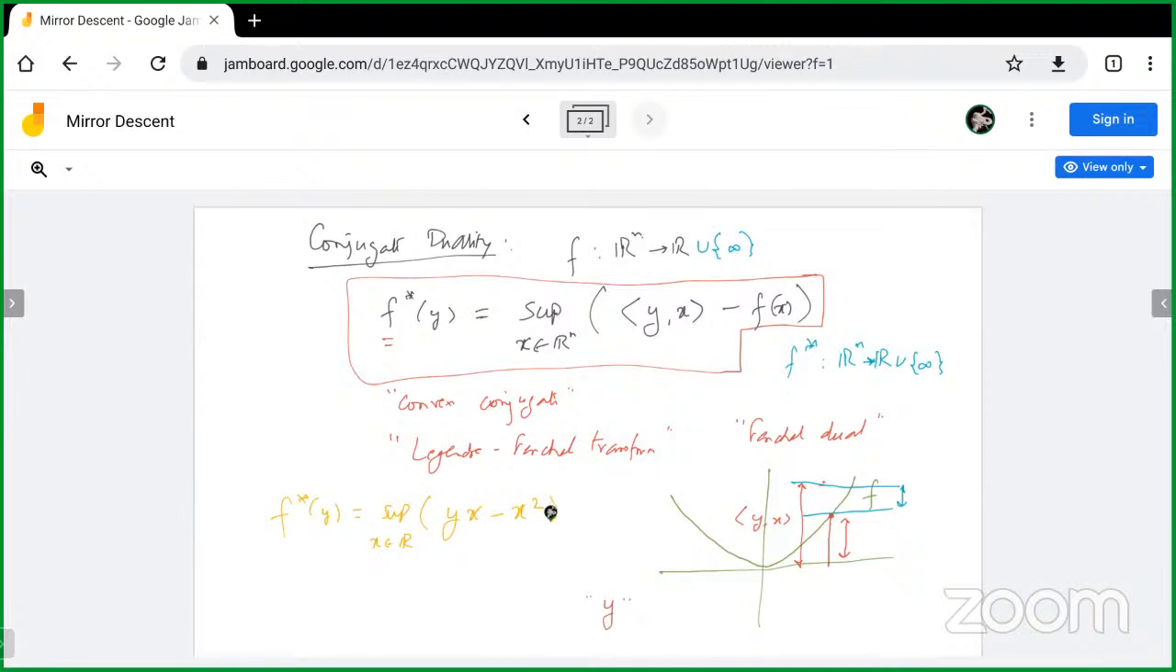Okay, so can someone tell me what this is? Yeah, what is it? To maximize this, evaluate. Yeah, exactly. Yeah, y squared by 4. Good. Okay, so yeah, take another example.